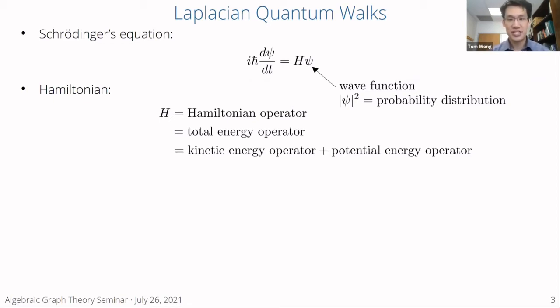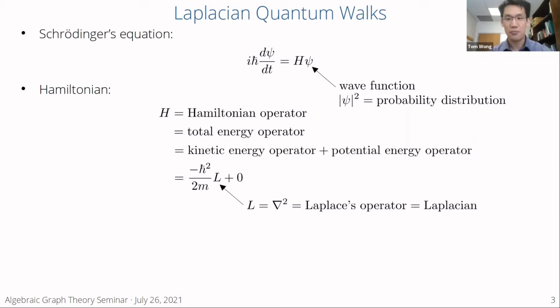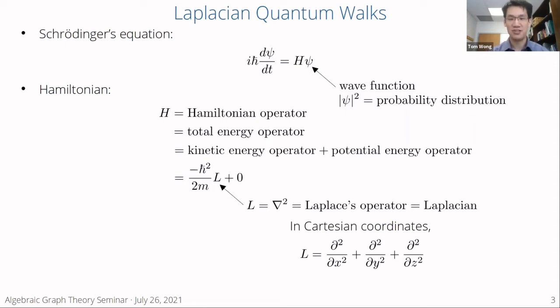The kinetic energy has a specific form in quantum mechanics. It looks like this: minus ħ squared, that constant ħ again, divided by 2 times the mass of the particle, times L, which in physics we typically write as del squared because it's Laplace's operator, or the Laplacian. In Cartesian coordinates, it would just be the second-order differential operator. If you're familiar with del, the gradient operator, it's just del dot del. That's why we typically write it as del squared.